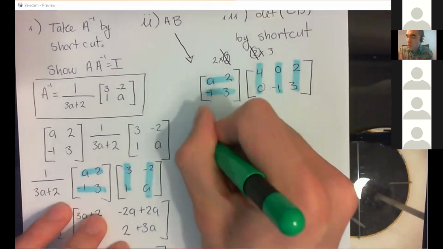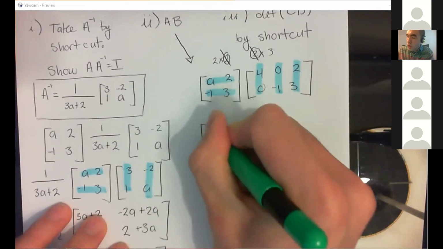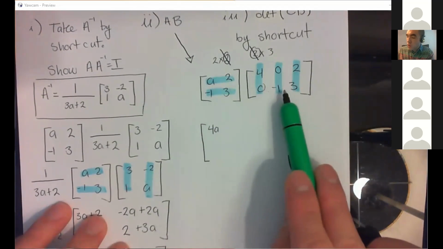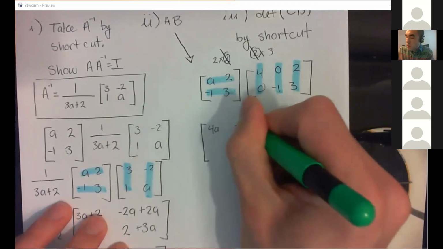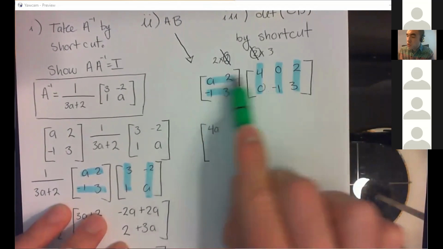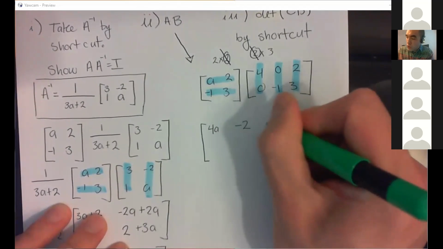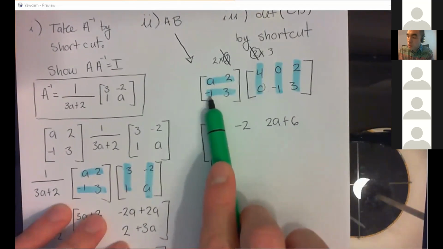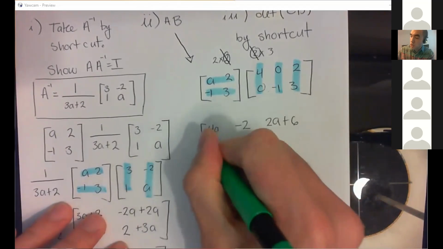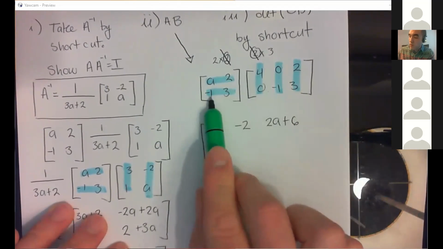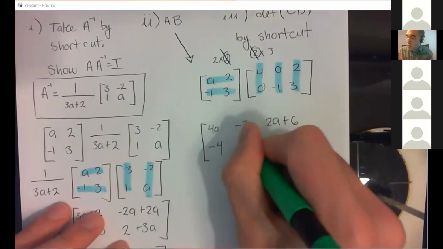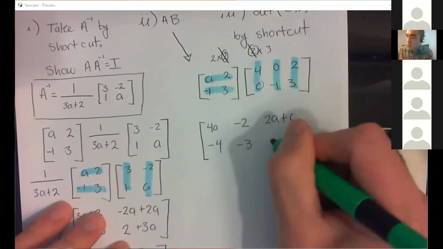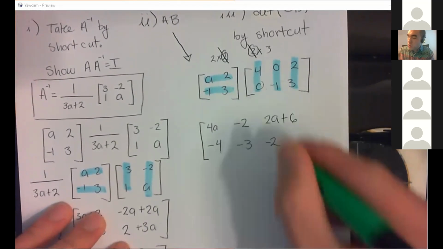So our product of AB is going to be equal to 4a plus 0. 0 times a is 0, and then 1 times negative 2 is, well, negative 2. And then our top right entry is going to be 2 times a plus 2 times 3, which is going to be 2a plus 6. Down here in the bottom left, this is going to be negative 1 times 4 plus 3 times 0, so that's going to be negative 4. 0 times negative 1, negative 1 times 3, so only the negative 3 survives. And then for the bottom right entry here, it's going to be negative 1 times 2 for negative 2, plus 3 times 3 for 7.